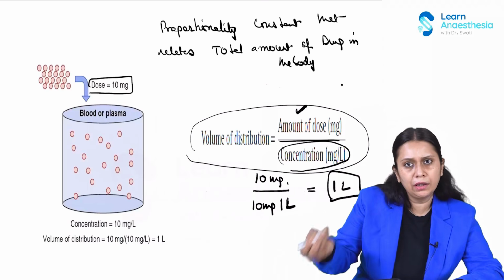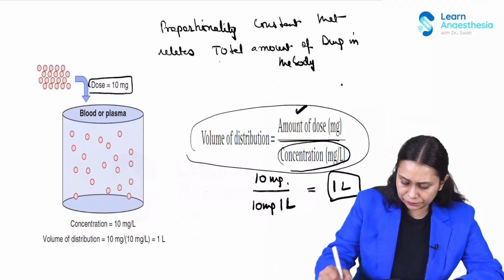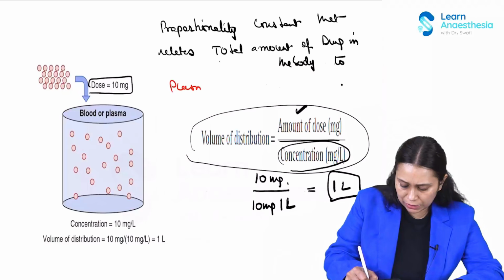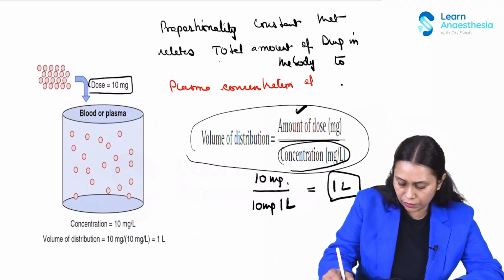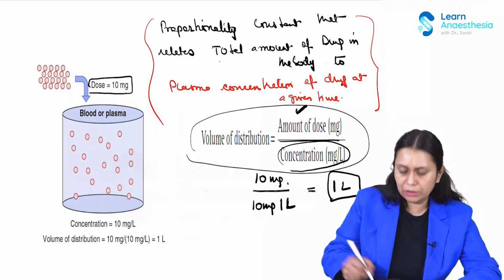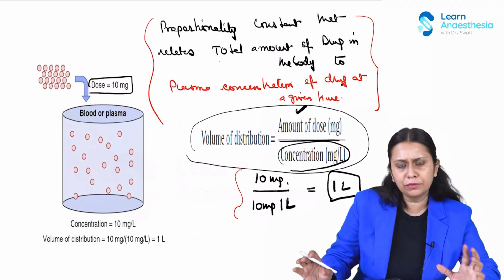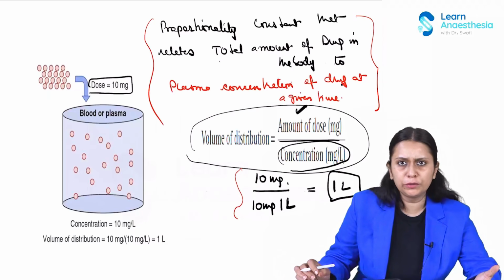So whatever we have injected, the total amount of drug in the body, divided by the plasma concentration of drug at a given time, right? We have to remember this formula of volume of distribution. Let's say when we had a closed single compartment, whatever was the volume of the single compartment, that was the volume of distribution of the drug.